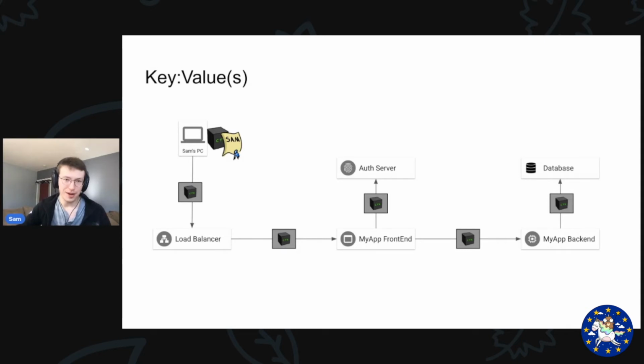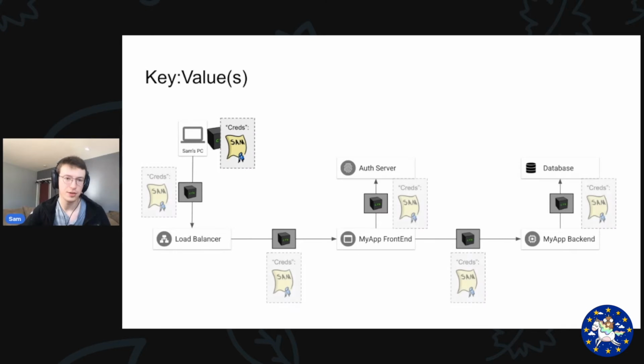So with key value pairs, similar to context objects, I've got some Sam certificate baked into the original context created at Sam's PC, and that key and value is copied down the tree. All of these computers have access, all of these RPCs have access to that same key value pair.